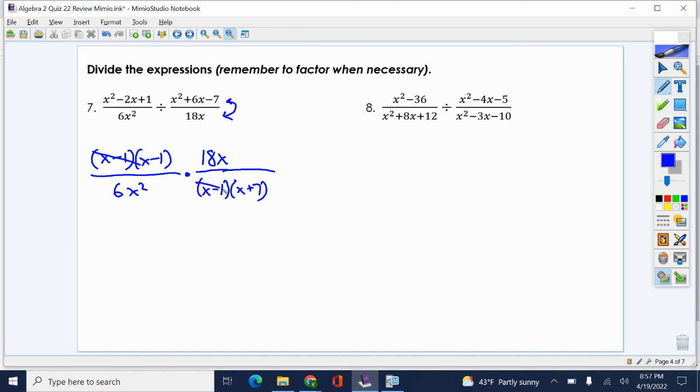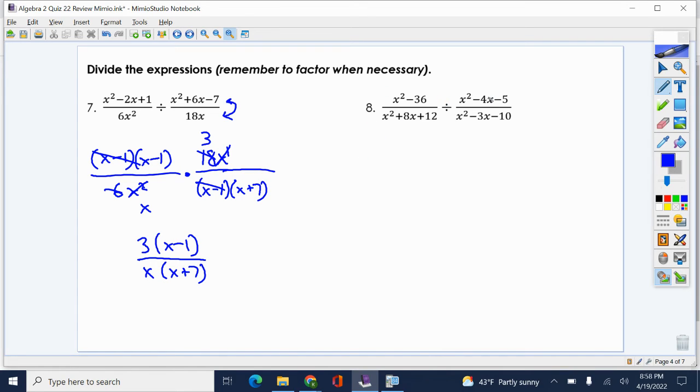I can cancel x minus 1s. I've got 18 divided by 6. That's going to leave a 3. I've got x to the 1, x to the second underneath. So I'm going to be left with x to the 1. 2 minus 1 makes 1. So for all that, I have 3x over x minus 1 and x plus 7.